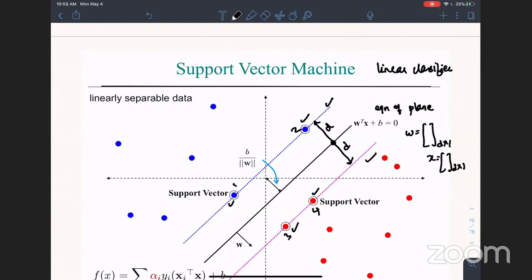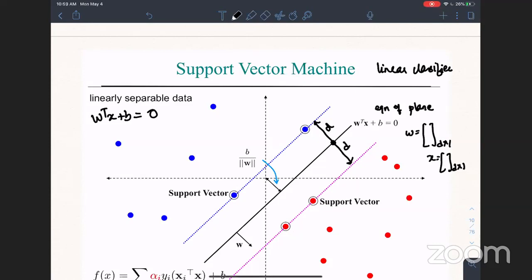Question. I'll pause here, but let me wrap up quickly before I take the question. I just want to cover all the geometry that you see here. Here is the deal: if W transpose X plus B is an equation of a plane, what is the distance of the origin from this plane?